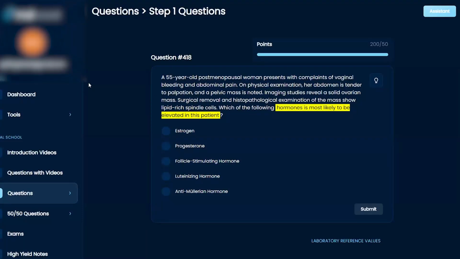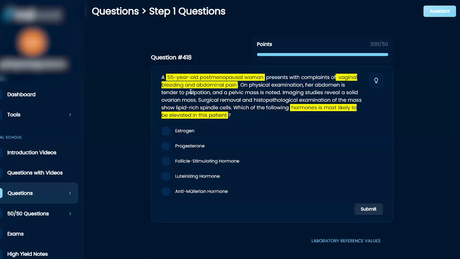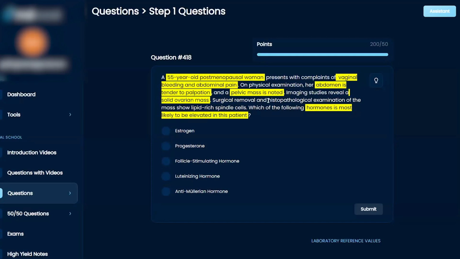A 55-year-old postmenopausal woman presents with complaints of vaginal bleeding and abdominal pain. On physical exam, her abdomen is tender to palpation and a pelvic mass is noted. Imaging studies reveal a solid ovarian mass. Surgical removal and histopathological examination of the mass shows lipid-rich spindle cells. Which of the following hormones is most likely to be elevated in this patient?